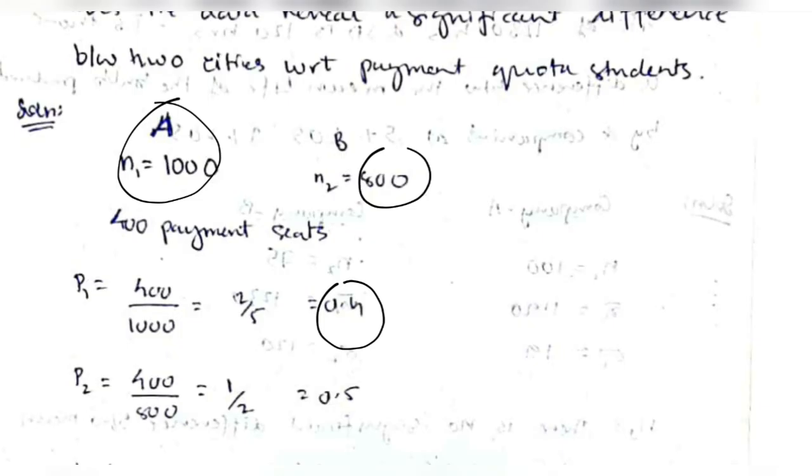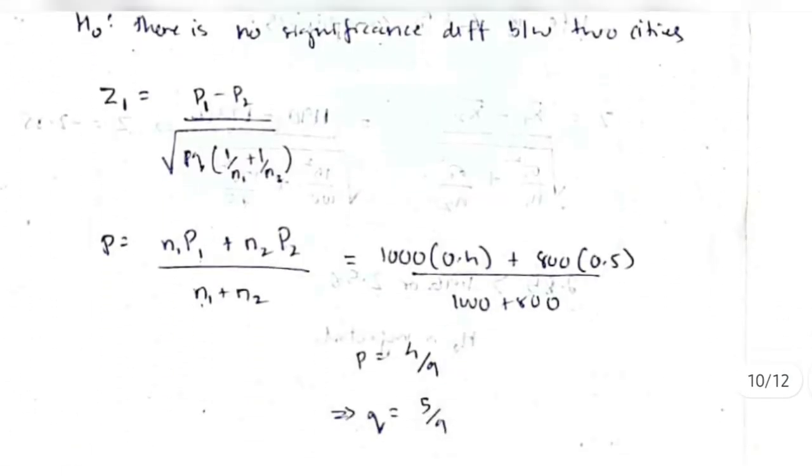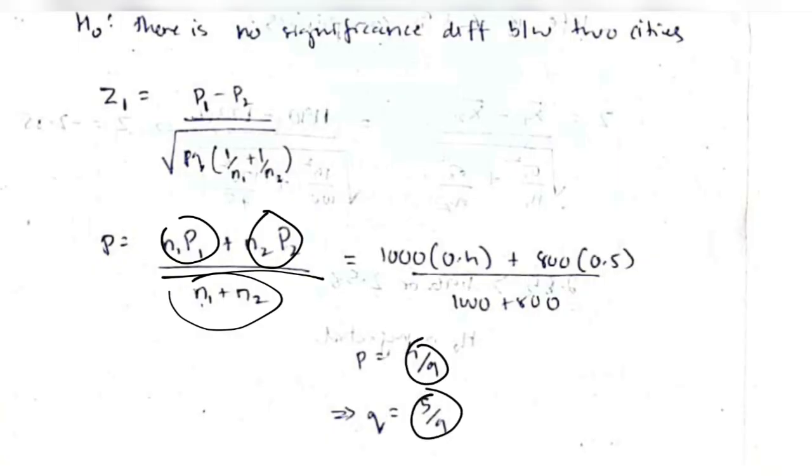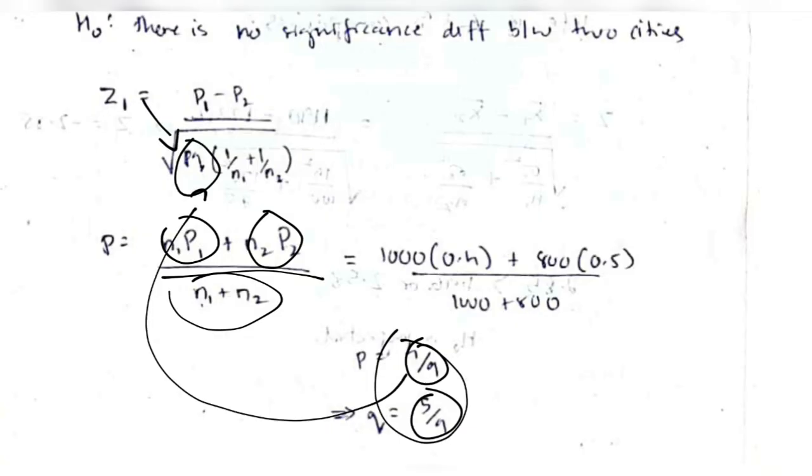Similarly, N2 is 800 and P2 is 0.5. Therefore, multiply N1 with P1 and add it with N2 and P2, divided by N1 plus N2. When we do this, we will get the final answer as P is 4 by 9 and Q is 5 by 9. After we get P and Q values, we will use them in this formula, which, if we apply, we will get the final answer for Z1.